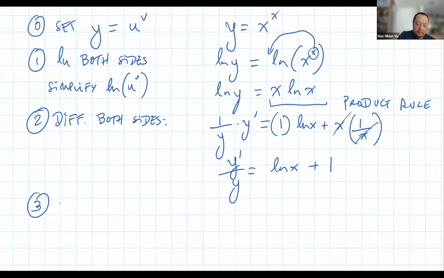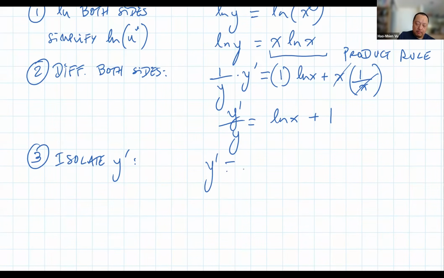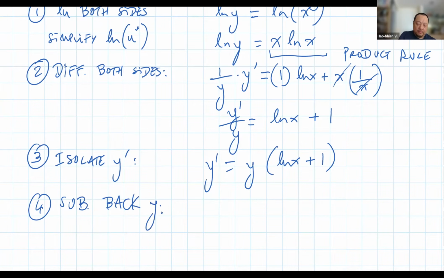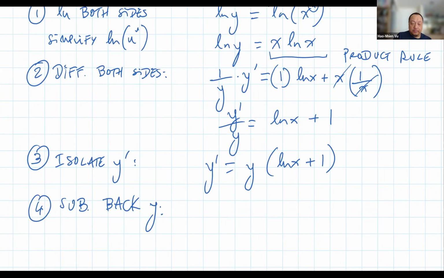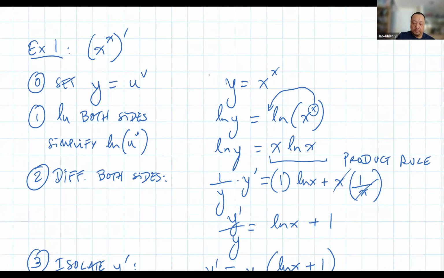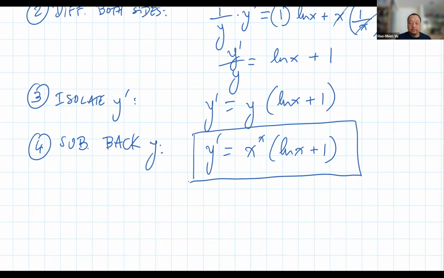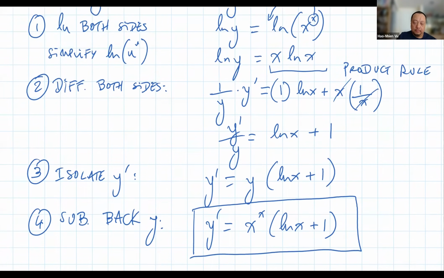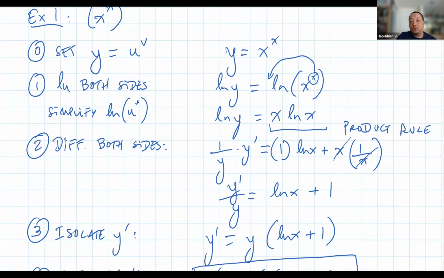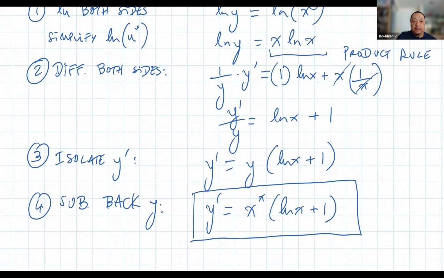Number 3, solve for or isolate the y prime. And number 4, sub back whatever the y was. y was x to the x up here. There we go. Now I have an answer. That's all in terms of x, no y in it. So that's my final answer. The preparatory step is to set y equal to the exponential function that you need. And then steps 1, 2, 3, 4.